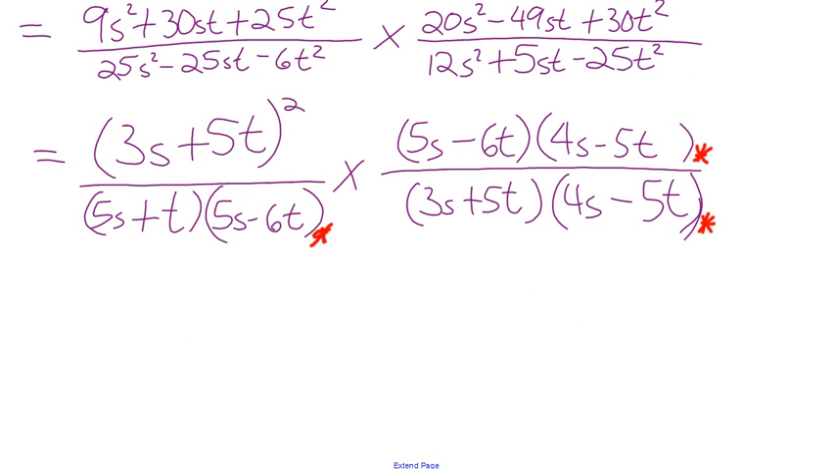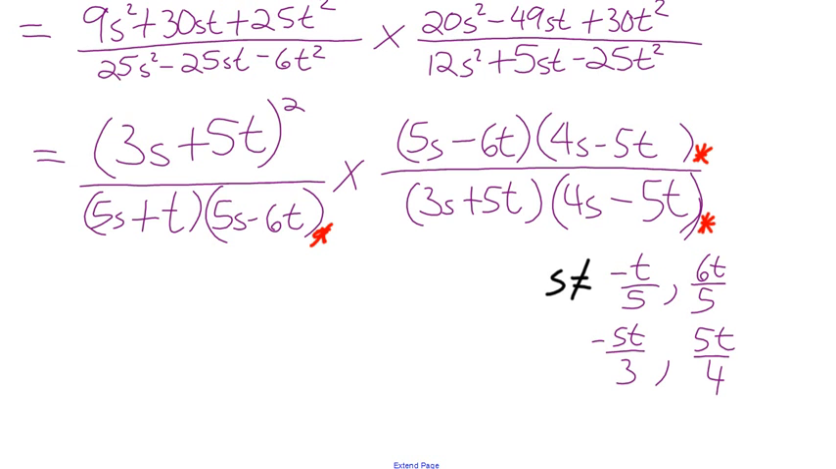Okay, so let's list non-permissible values. 5s plus t. Let's do it in terms of s. So what can't s be? Negative t over 5. Move this over to the other side, changing its sign, and divide by this. Can't be 6t over 5. Again, move this to the other side, becomes positive 6t, divide by 5. Can't be negative 5t over 3. Can't be 5t over 4. Well, these are the same, and those are actually the same. So we've covered it all off. Those are all the non-permissible values.